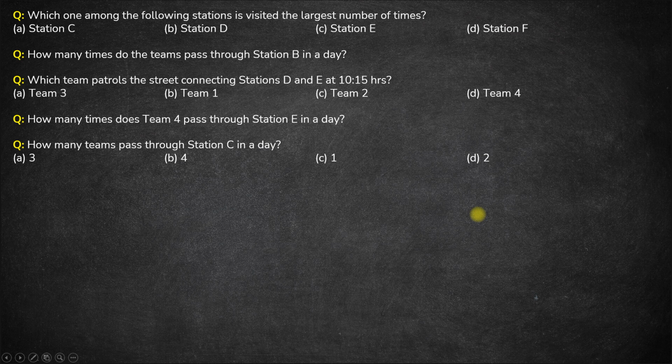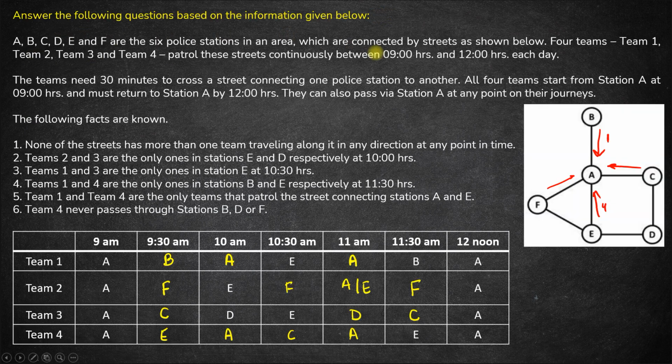First question is, which one among the following stations is visited the largest number of times? The options are C, D, E and F. So let's calculate. Let's look at how many times station C is patrolled. So here we have 0, 1, 0, 1, 0, 1. So 1, 2, 3. A total of 3 times. Let's look at D. D is getting patrolled 0, 0, once here, twice, 2 times.